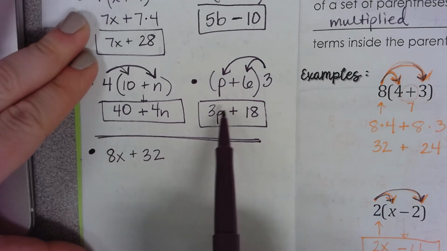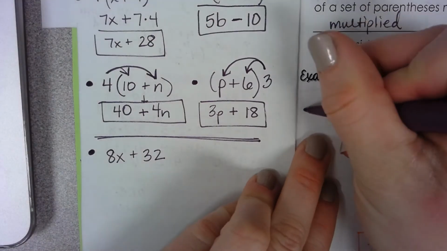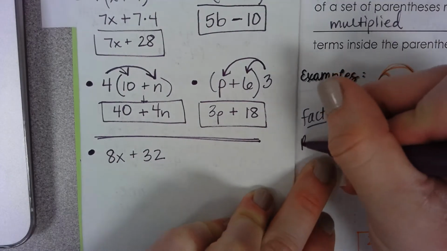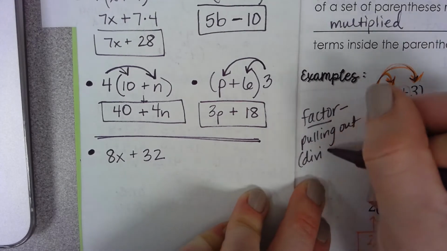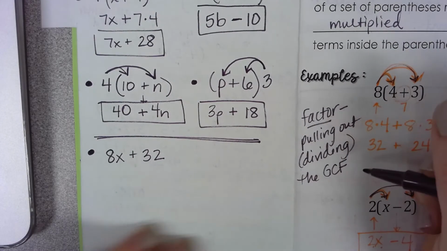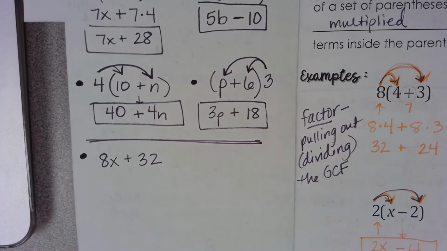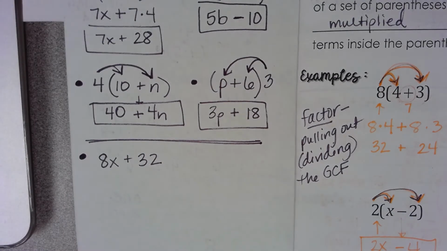Okay, so now we're given part of the answer that looks like this. We're given the expression. And now I'm going to introduce a new term to you, which is factor. So when we are factoring something, I'm going to write the definition over here, we are pulling out, which is actually dividing, the GCF. So when I'm factoring out, or if I say to factor these two, that means I'm going to find the GCF of 8 and 32, and I'm going to divide each one of those by that. So I know that the GCF of 8 and 32 is 8. 8 can go into 8, 8 can go into 32. So I'm actually going to divide each one of those.